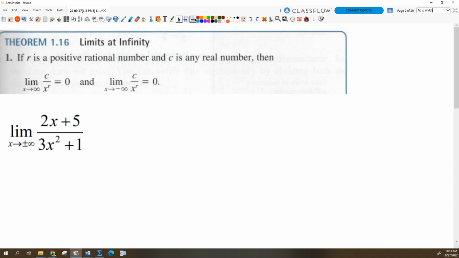So what could I do here? Right now, if I try to plug in infinity, I get infinity over infinity, which is indeterminate. That's another species of indeterminate limit. We've got to do some more work on this. Any ideas? A couple ways we could go about this.